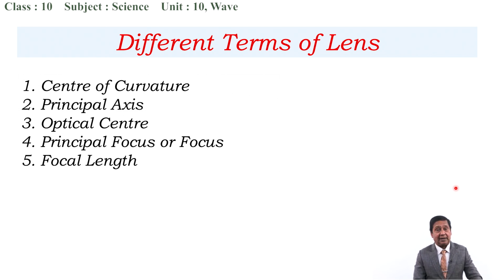5th one, focal length. These 5 terms are very important terms which frequently come while drawing different images formed by concave and convex lens. I want to go through each of them one by one. We must remember all this. It seems a little difficult, but you have to remember: center of curvature, principal axis, optical center, principal focus, focal length. These are the terms very related to the lens. So let's have each of the terms one by one.